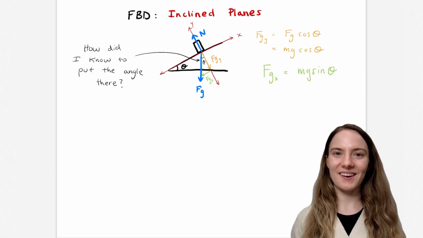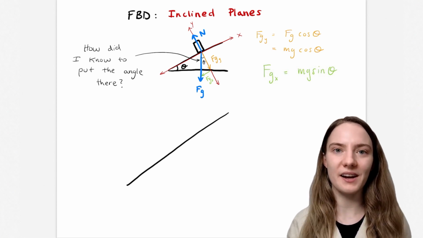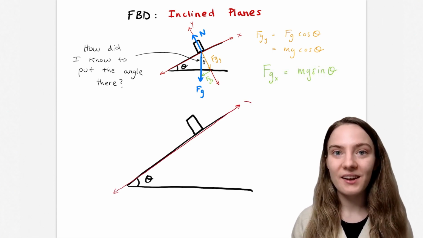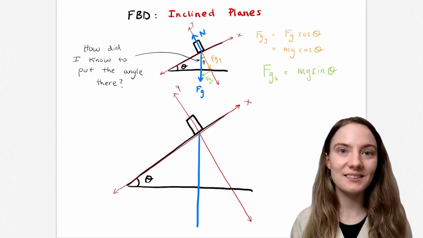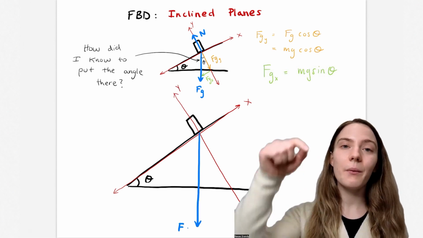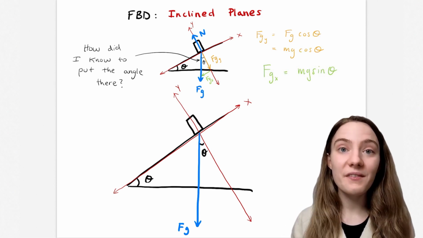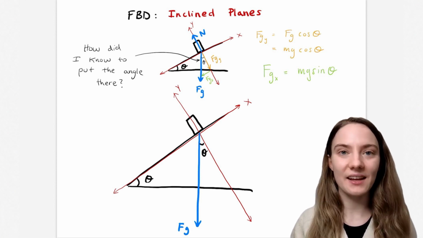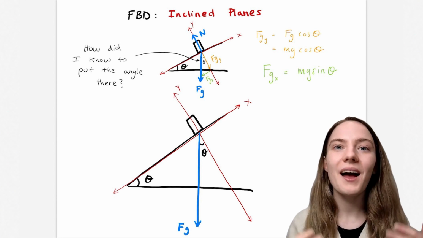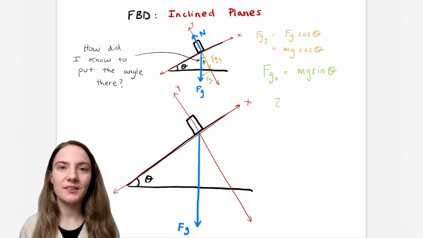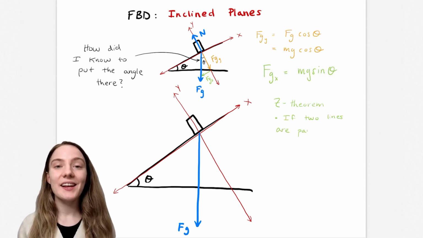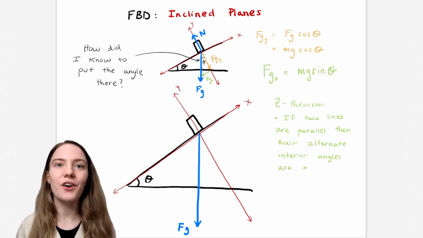But before we get there, let's start by redrawing our free body diagram. So we have our inclined plane with our angle, we have our object, we have our tilted x and y axes, and then we have the force of gravity vector pointing straight down. And now from our previous free body diagram, we know that that angle right there is equal to the angle of the inclined plane. But I want to show you how we know this. In order to do this, we will need to understand the Z-theorem. The Z-theorem states that if two lines are parallel, then their alternate interior angles are equal.